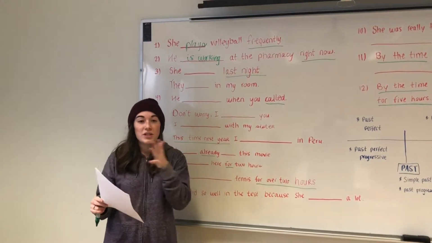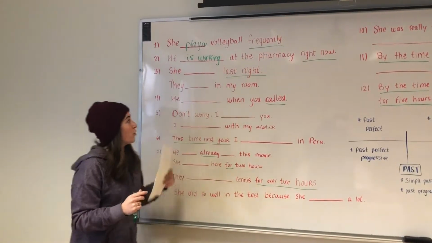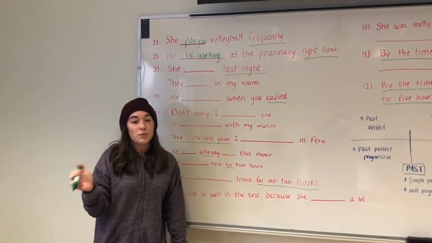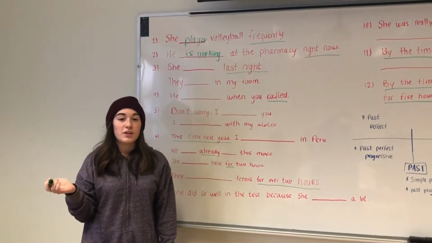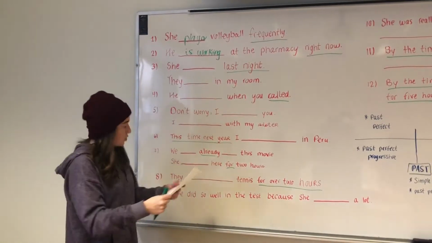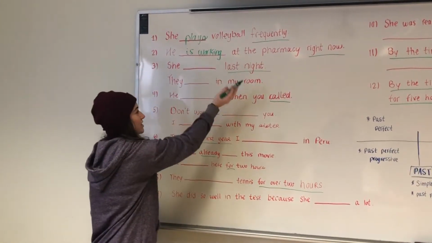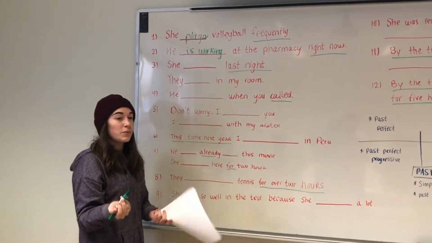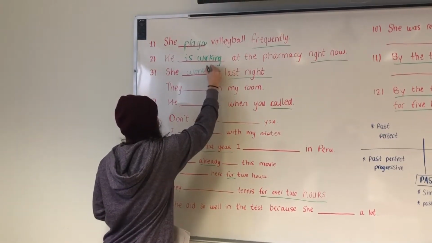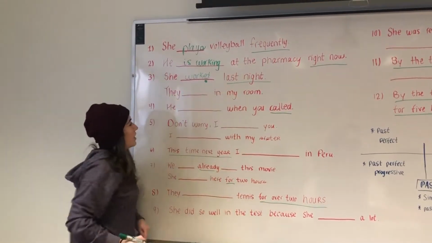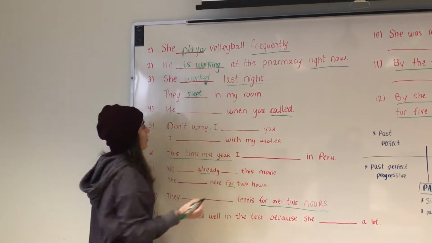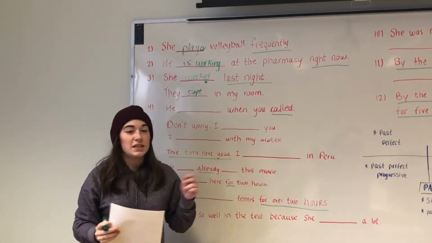So in the base form in an affirmative sentence, for the regular verb, it will be the subject plus the base form of the verb plus ed at the end of the verb. And for the irregular verb, it is the subject plus the past form of the irregular verb. So here, it is at a specific time in the past, so we use the simple past. And she worked, so work is a regular verb, so we add ed at the end of the verb. And here, they slept in my room. Sleep is an irregular verb, so the past form of sleep is slept.